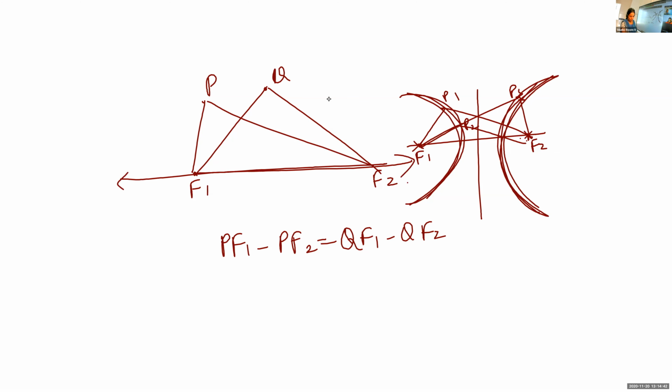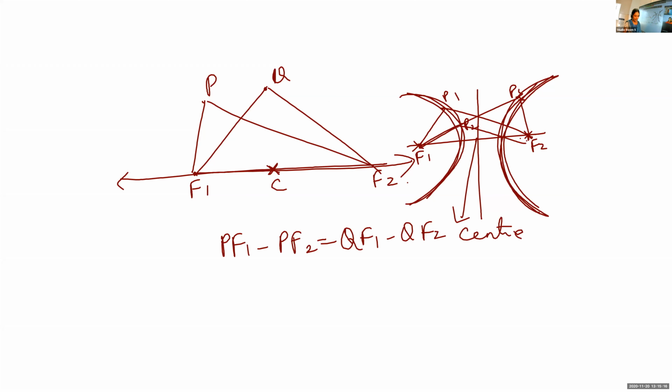When you join them by a line and find the midpoint of the line segment F1, F2, that midpoint is called the center of the hyperbola. The remaining things are similar to the ellipse. F1 and F2 are the two foci, and the midpoint of the line segment F1, F2 gives the center. So this one we call the center.